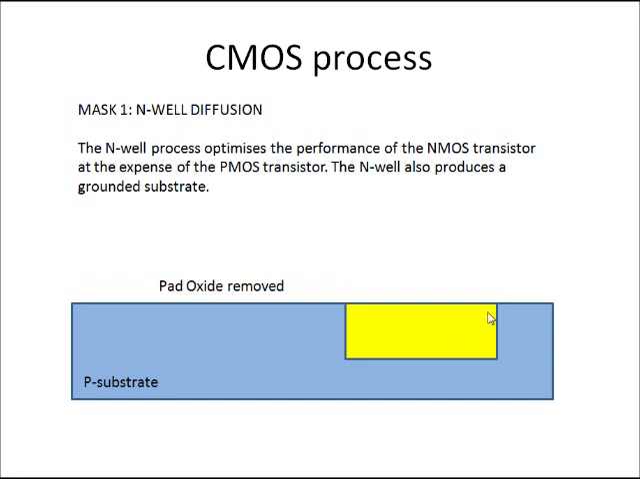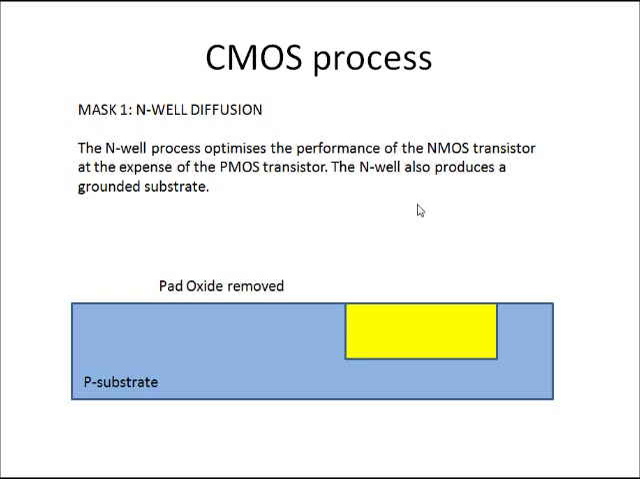So here you see, after the implantation and thermal drive-in, we have an area within the P substrate which is N-doped. This is called the N-well. The P-type transistors will be formed within the N-well.